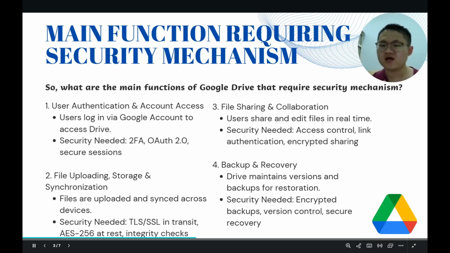In addition, file sharing and collaboration functions are protected through access control systems, linked authentication, and encrypted sharing to ensure that only permitted users can view or edit shared files. Lastly, backup recovery systems maintain multiple versions and backups of files for restoration, secured through encrypted backups, and controlled recovery processes. These combined mechanisms demonstrate how cryptography supports confidentiality, integrity, and availability in Google Drive's core functions.